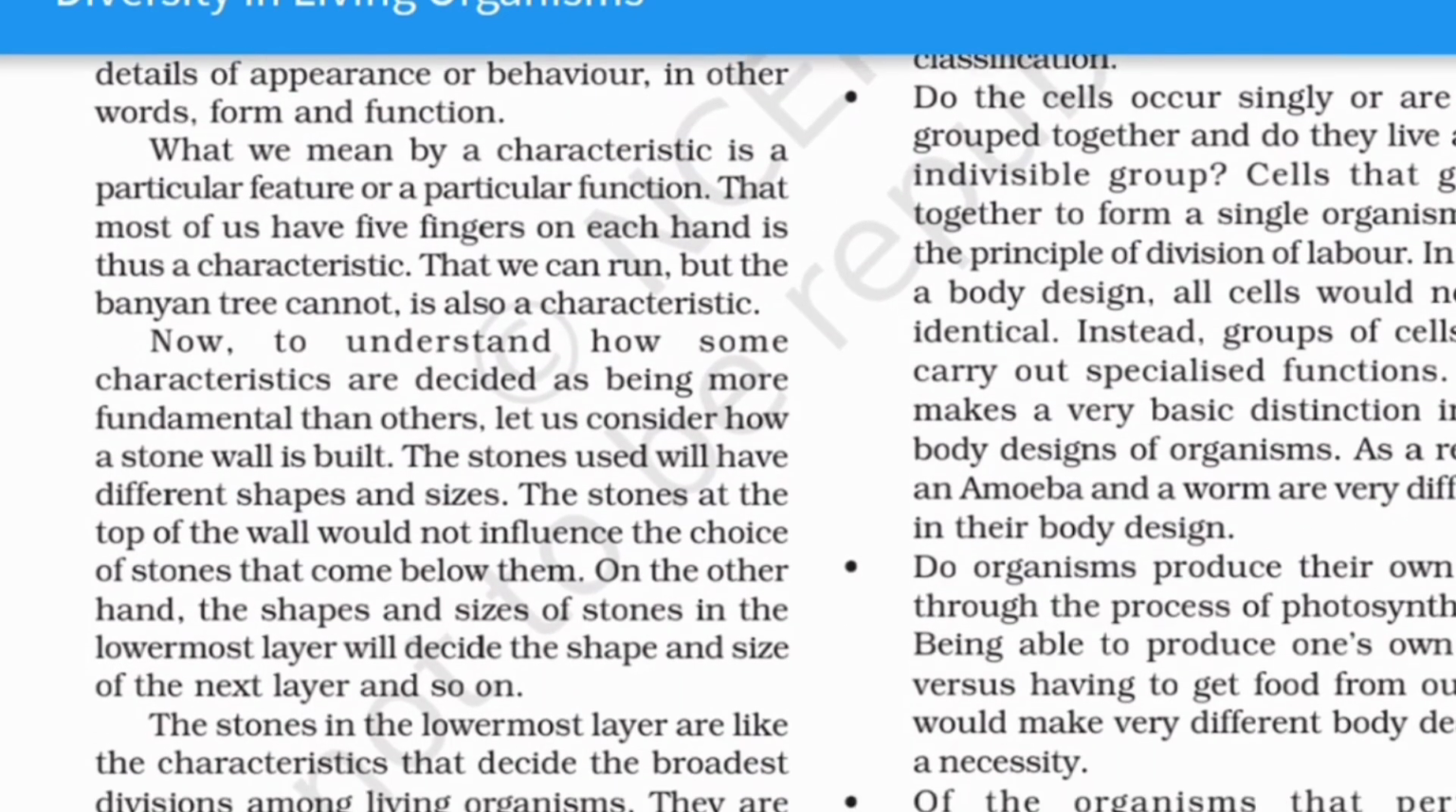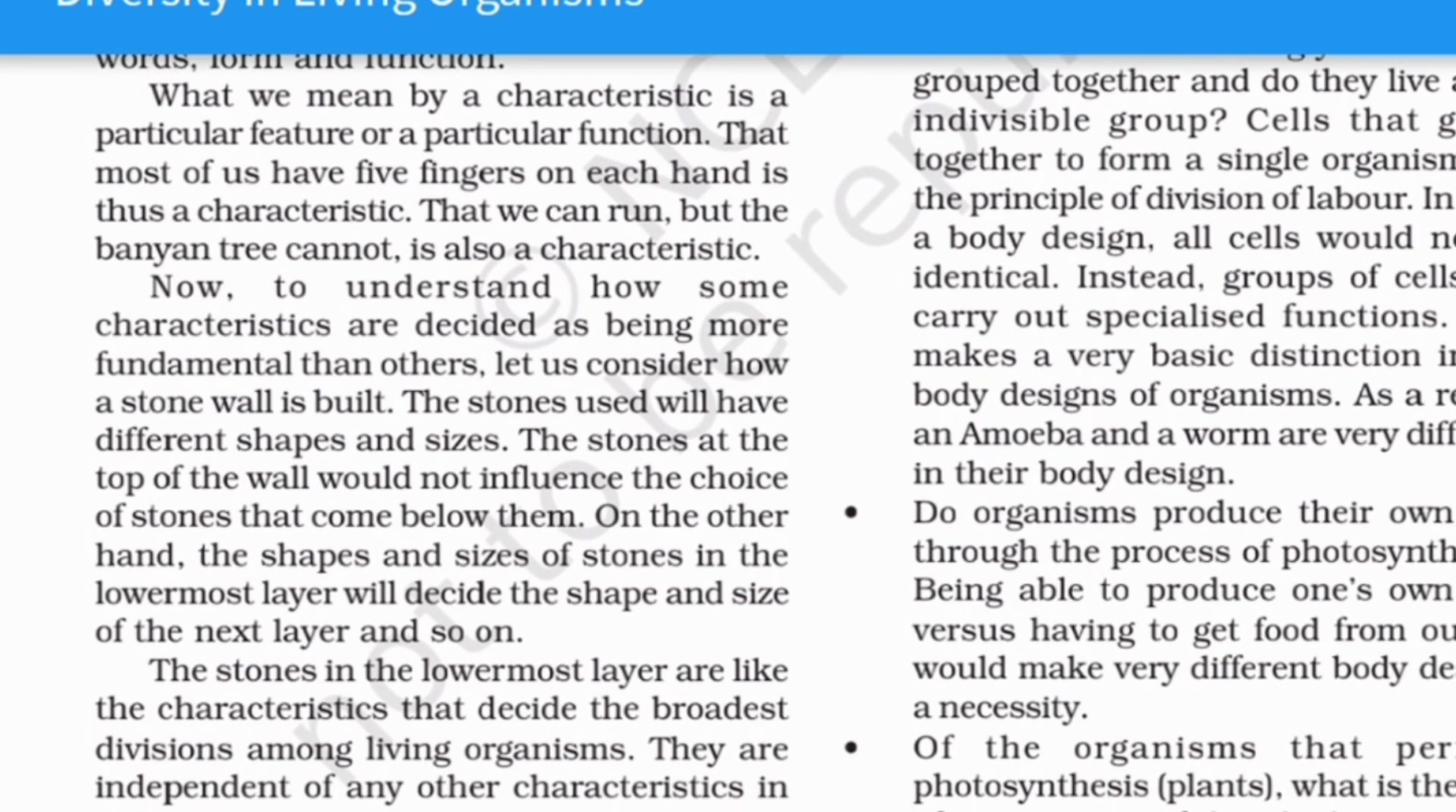Now, to understand how some characteristics are decided as being more fundamental than others, let us consider how a stone wall is built. The stones used will have different shapes and sizes. The stones at the top of the wall would not influence the choice of stones that come below them. On the other hand, the shapes and sizes of stones in the lowermost layer will decide the shape and size of the next layer, and so on, like the designs are made on the wall. And after the plaster has been done, we cannot see the bricks which are inside that, and they give a shape to a room.